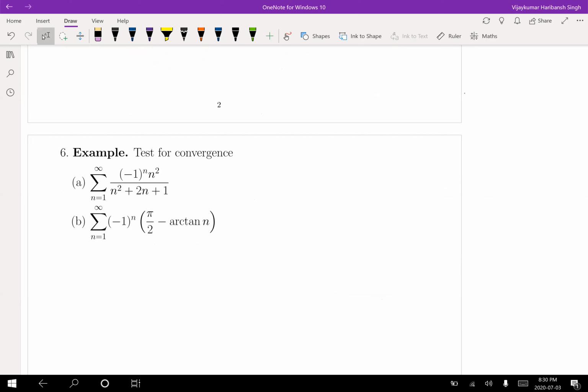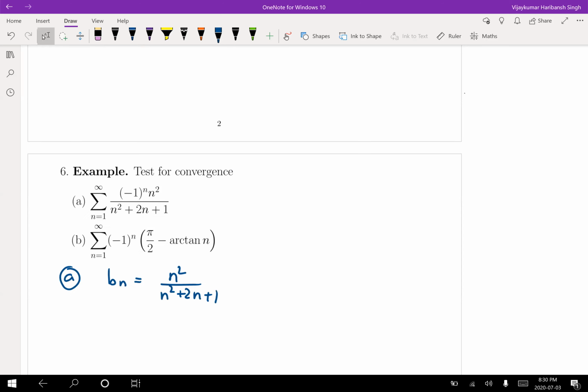Summation n equals 1 to infinity of minus 1 to the power n, n square upon n square plus 2n plus 1. So let's look at this series and decide whether it converges or not. So here, again, this is an alternating series, right? So your Bn is n square upon n square plus 2n plus 1.